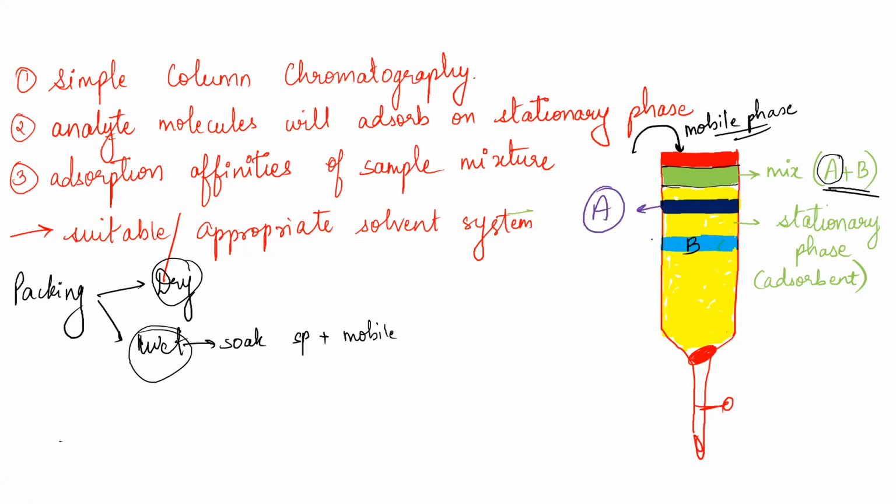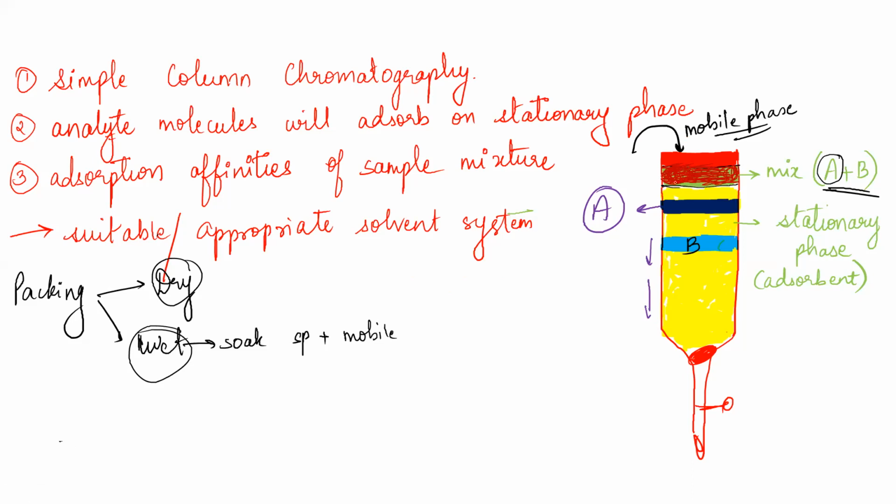So B is moving faster. It is moving faster towards the end of the column. A is still there in the stationary phase. Now my mix's thickness will not remain the same, the thickness of my mix will reduce. Okay. So suppose it will reduce because it is separating also. As it is moving down, as the mobile phase is also moving down, the sample will also move down.